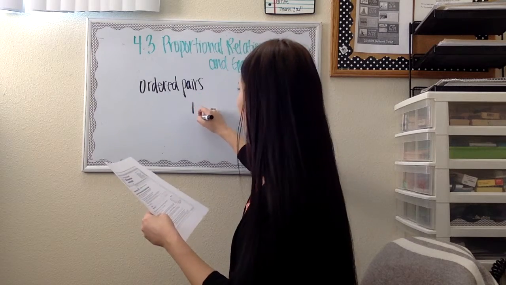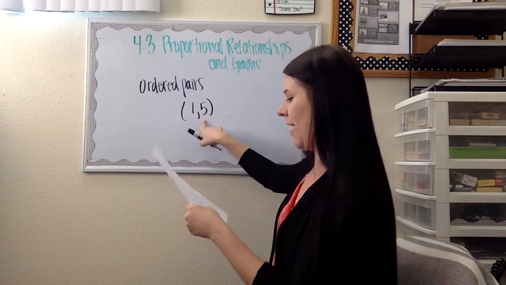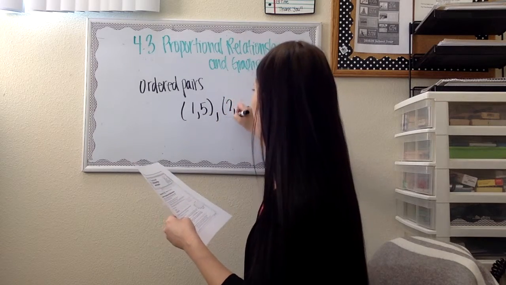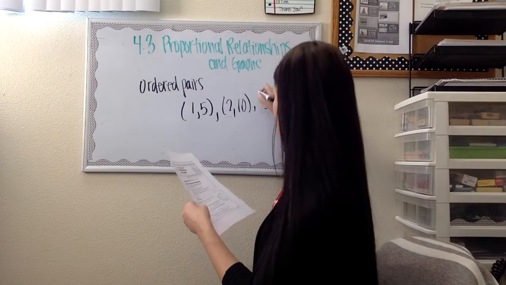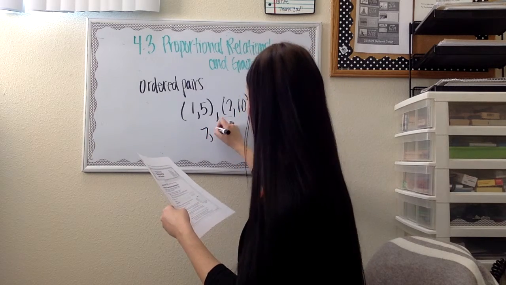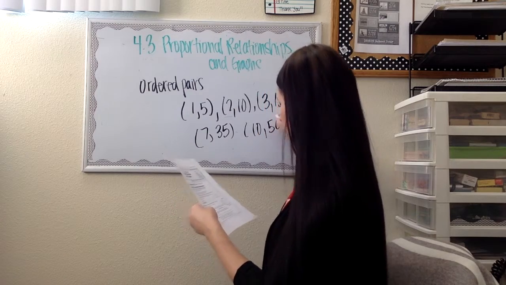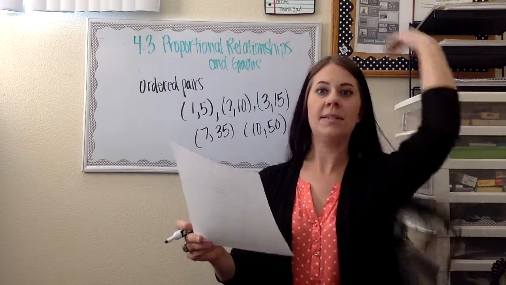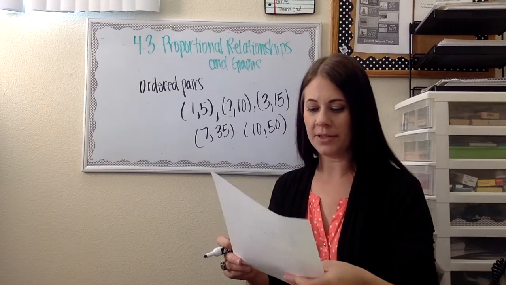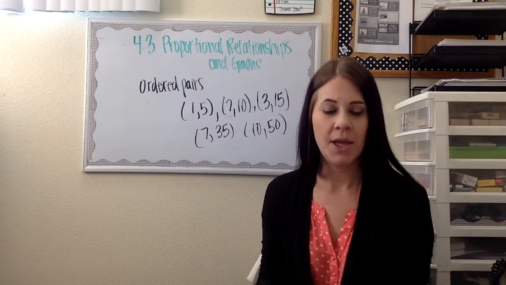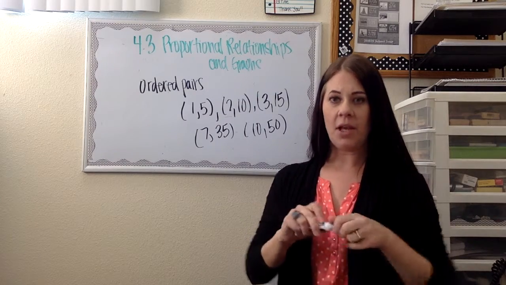Okay, so we had 1, 5. In 1 minute, I have 5 gallons. Then we had 2, 10, 3, 15, 7, 35, and 10, 50. Okay, so we wrote our data in ordered pairs. Let's go on to letter D. I want you to plot your data. Okay, plot your data. Pause the video, plot your data.